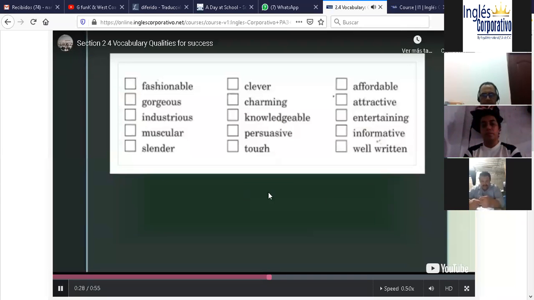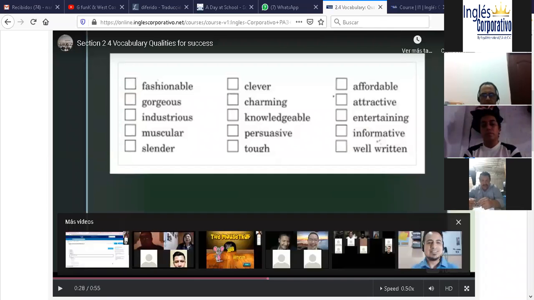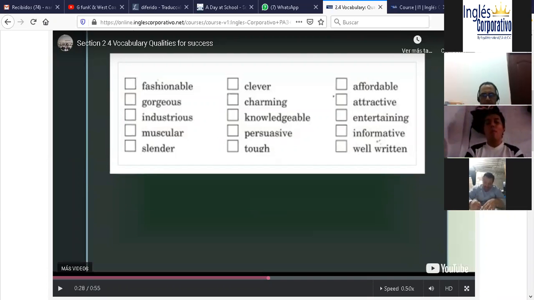Persuasive. Guys, it's okay for you to repeat. I love that one because you can copy. But make sure you mute your microphones so everybody can listen to the right pronunciation. Don't stop repeating. Just mute it.